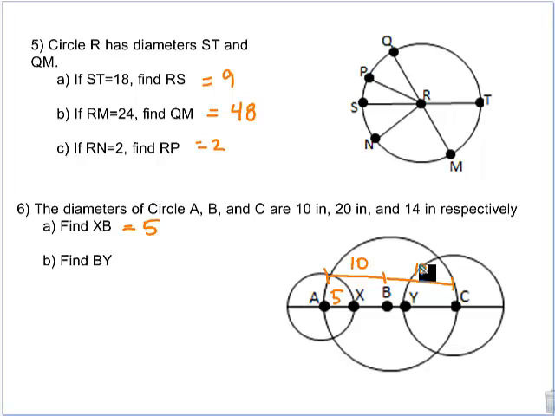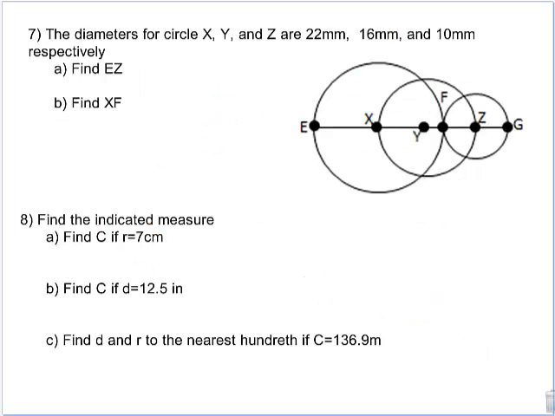And then circle Y has a diameter of 14. So what would be YC? 7. So it would be BY? 3. Everyone okay with that? We good? All right, we're going to do another one that's kind of like this then.